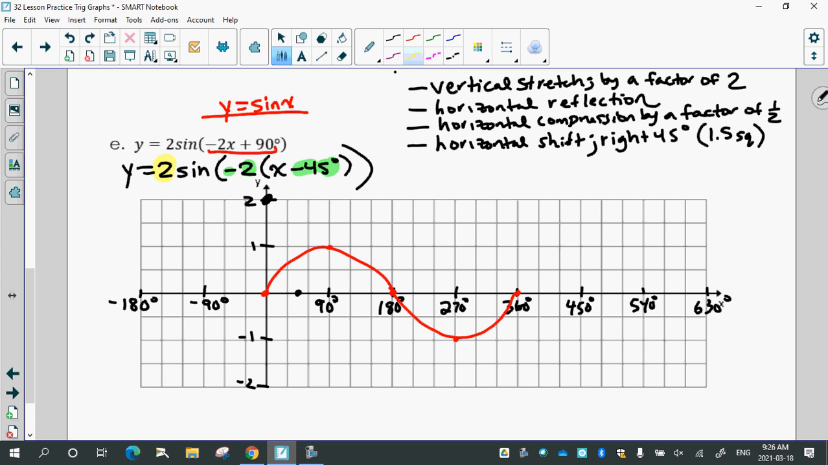Yep, okay, so starting here, vertical stretch by a factor of 2 puts me up to here. Horizontal reflection, so instead of being 90 degrees to this side, I'm 90 degrees to this side, so I'm over here right now. Then horizontal compression, I'm going to half that distance, so instead of being at negative 90, I'm going to be at negative 45, which is here. And then I'm going to move 45 degrees to the right, so that's a square and a half, which puts me there. Okay?